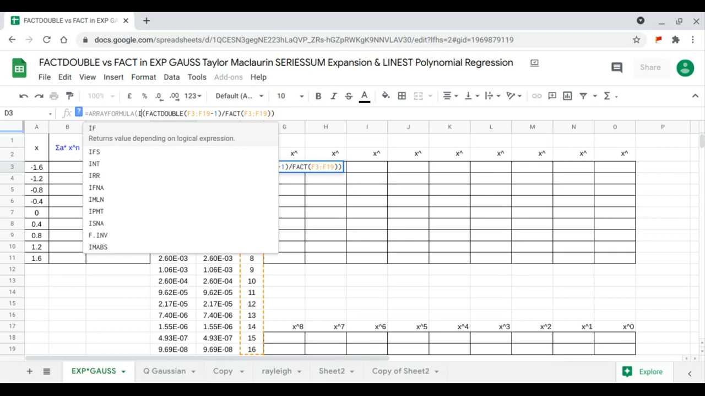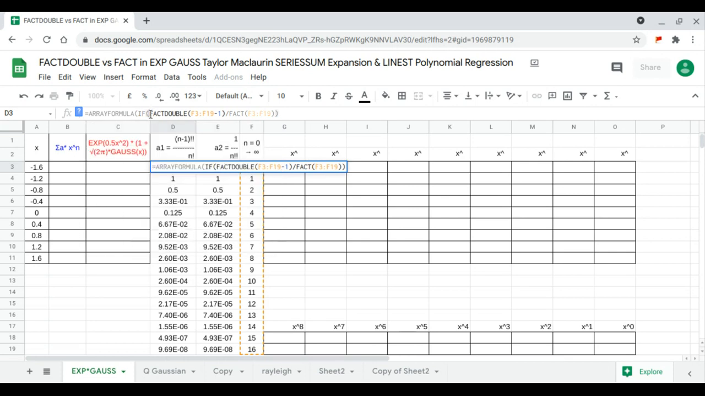If n equals 0, it should be 1. Otherwise, calculate. Now their values are exactly the same. We continue the series-sum expansion.